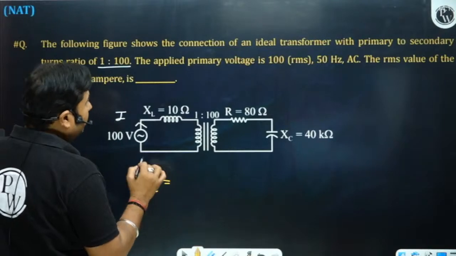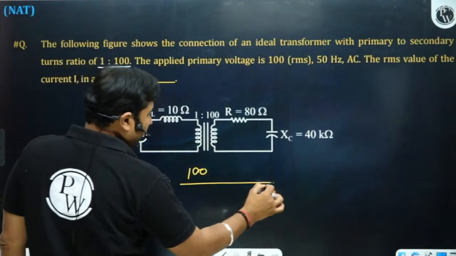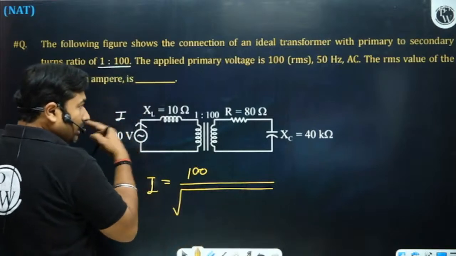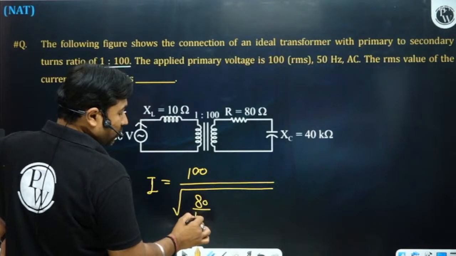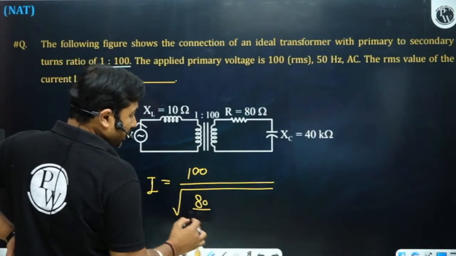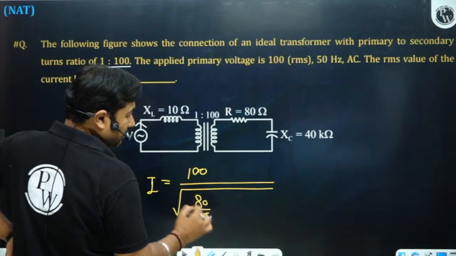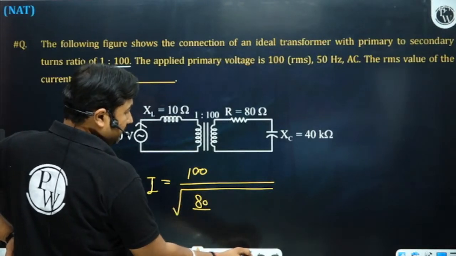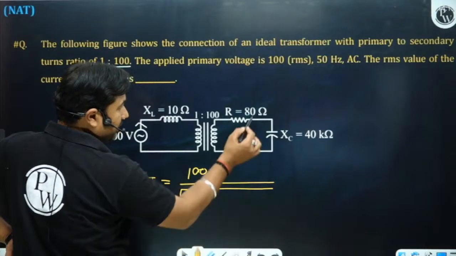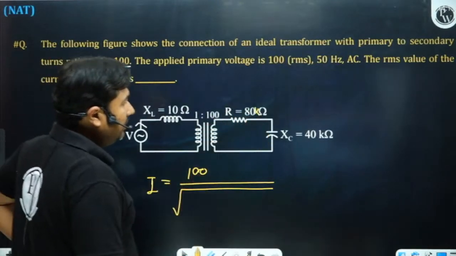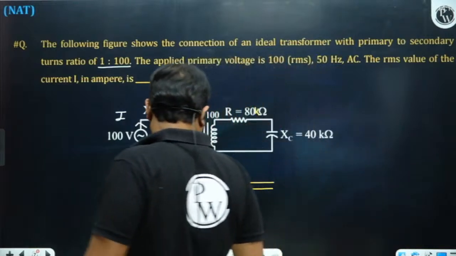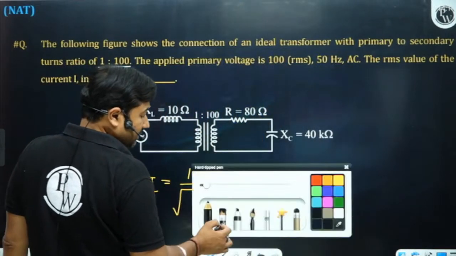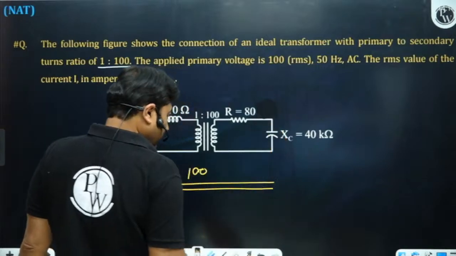Current I will become 100 divided by, we are interested in magnitude, so root over of this side 80 by 100 square. So 80 by 100 square. 80, it is 80 kilo ohm, I think. Let me verify. It's 80 kilo ohm. Kindly do the correction here. I'm very sorry for this misprint. It's 80 kilo ohm.